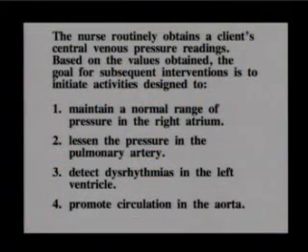Now we're going to do another question. The nurse routinely obtains a client's central venous pressure readings. Based on the values obtained, the goal for subsequent interventions is to initiate activities designed to: 1. Maintain a normal range of pressure in the right atrium. 2. Lessen the pressure in the pulmonary artery. 3. Detect dysrhythmias in the left ventricle. Or 4. Promote circulation in the aorta. And the correct answer is number 1. Maintain a normal range of pressure in the right atrium.